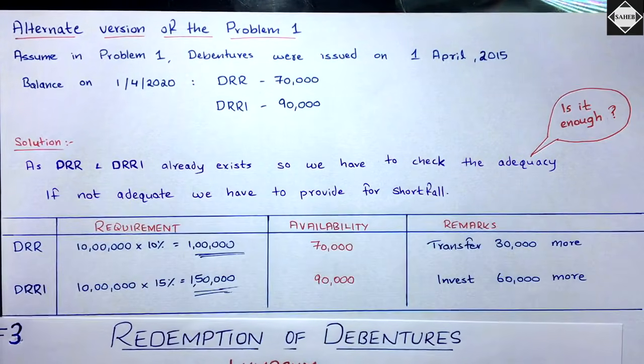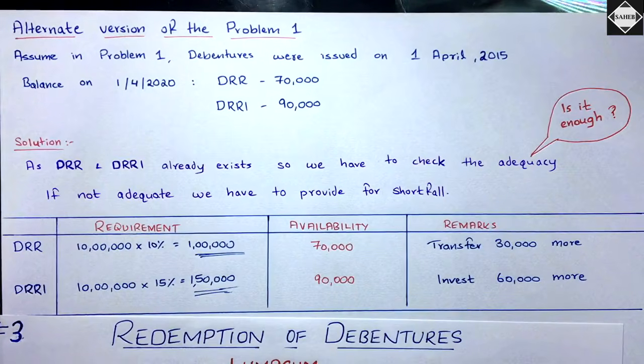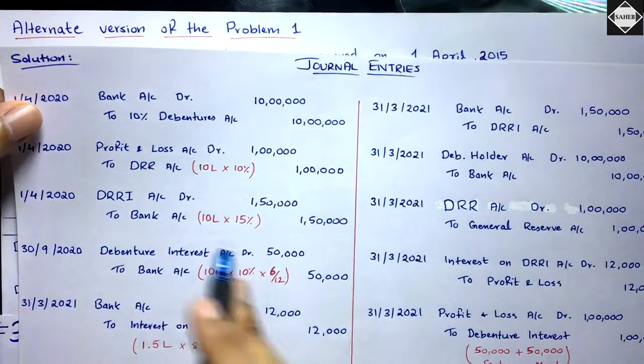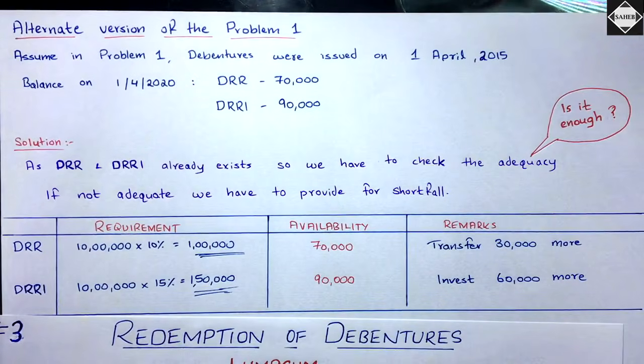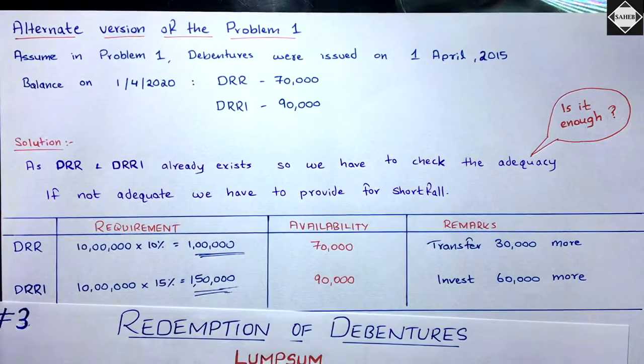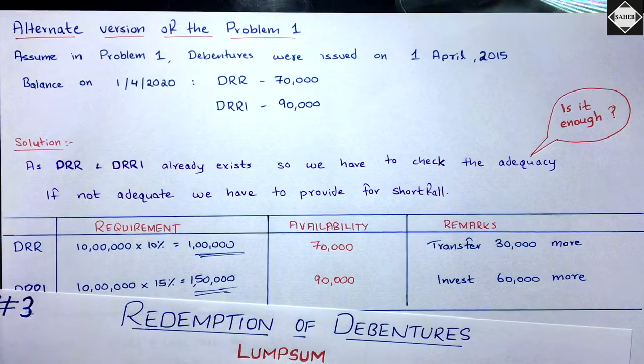See, I've already done this, DRR and DRRI, the same question. So how much was the requirement in this question? The requirement was DRR 1 lakh and DRRI 1,50,000, isn't it? We just now saw that. Same question, nothing has been changed. It's just that in the balance sheet there is already 70,000 and 90,000. So what you have to do, simple logic, simple common sense, the remaining portion you have to create. That's the simple conclusion.